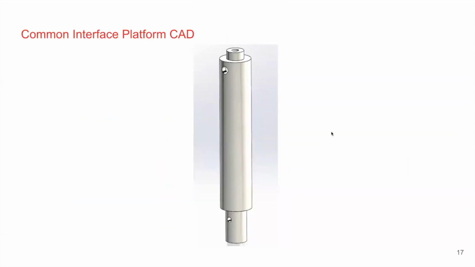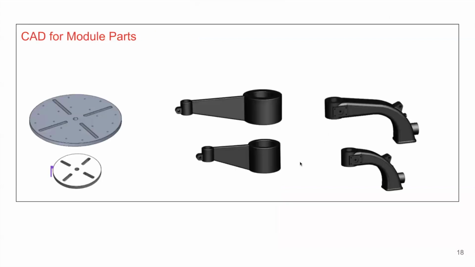The column piece shown is the Common Interface Platform CAD. This enables the plug-in of module parts. The bottom section connects to the base while the top section connects to the module piece neck. The table lock is tightened around the larger middle shaft of this column.